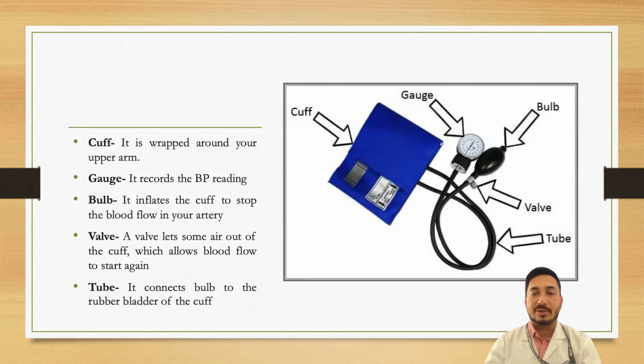Now, if you see the parts, this is the cuff. This is the gauge, the manometer, this is the bulb, valve, and the tube. The cuff is wrapped around your upper arm. The gauge records the blood pressure reading. The bulb inflates the cuff to stop the blood flow in your artery. The valve lets some air out of the cuff, which allows blood to start flowing again into the vessels. And the tube connects the bulb to the rubber bladder, these black tubes.